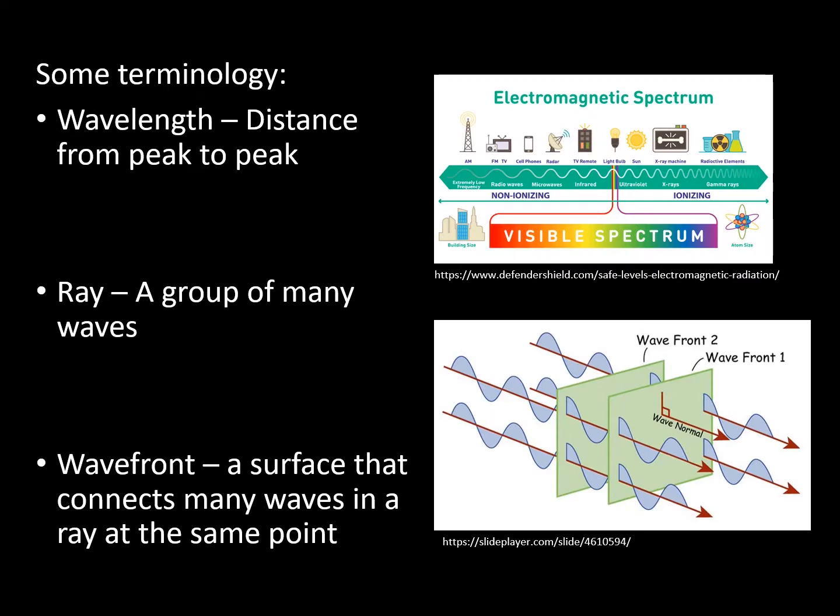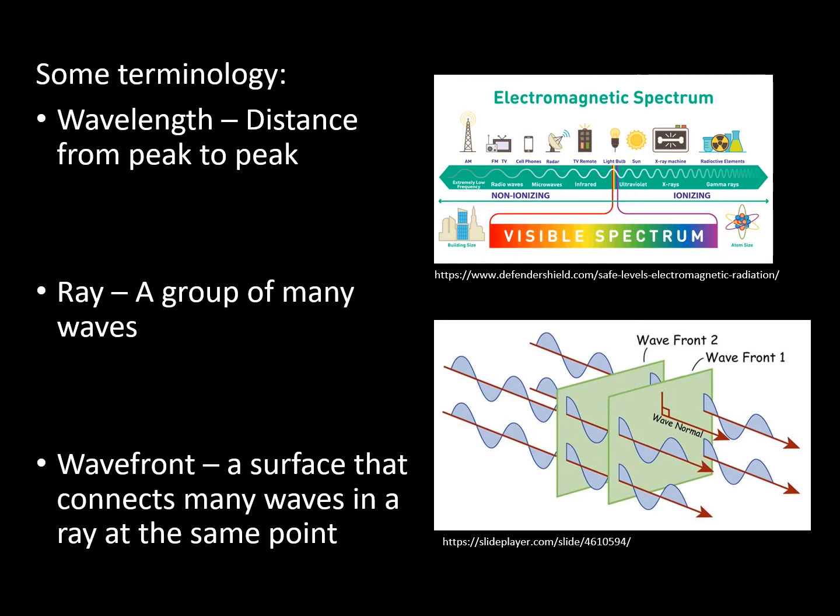So I'm going to go through some terminology now. We'll be talking about wavelengths. So this is the distance of one part of the peak of the wave to another peak of the wave. And it'd be any part along that wave when it hits the same part again.